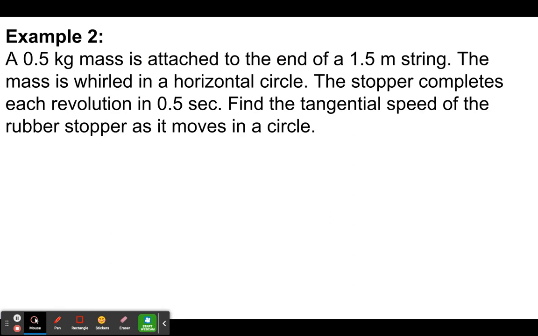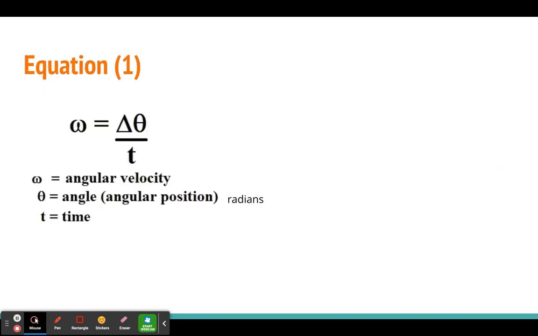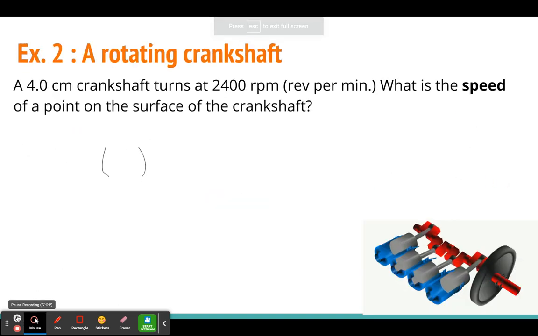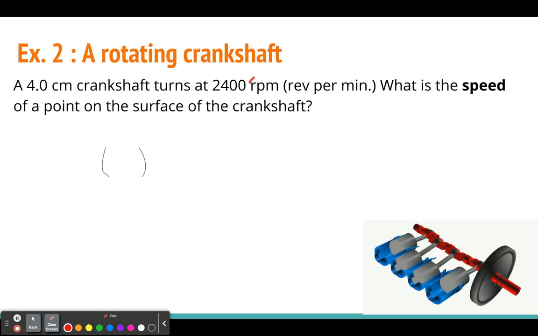Okay, let's try a little bit harder example. We have a 4 centimeter crankshaft that turns 2,400 RPM. RPM is an abbreviation for revolutions per minute, just like mph is miles per hour, something that you'll just have to get used to seeing. What is the speed of a point on the surface of the crankshaft? Again, we're assuming that this is uniform circular motion.